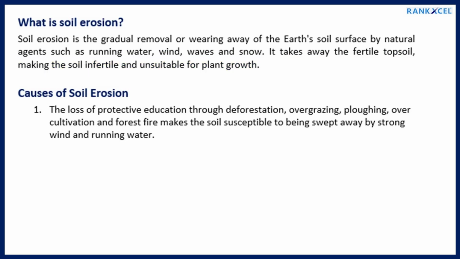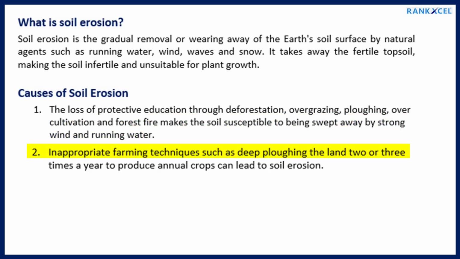Causes of soil erosion. 1. The loss of protective vegetation through deforestation, overgrazing, plowing, overcultivation and forest fire makes the soil susceptible to being swept away by strong wind and running water. 2. Inappropriate farming techniques such as deep plowing the land 2 or 3 times a year to produce annual crops can lead to soil erosion.